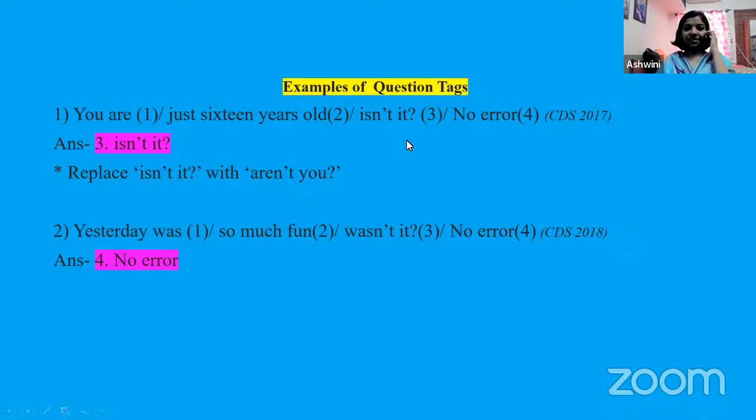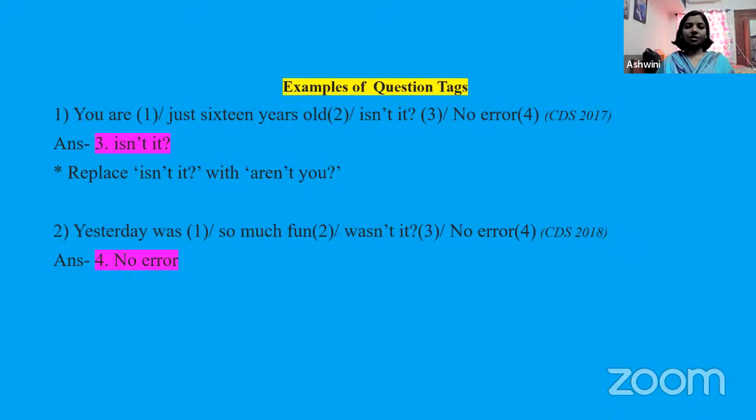Now, how can we get it? Isn't it? No, there is are there, no? So we can use are instead of is. So replace isn't it with aren't you. Isn't it has some particular mistake in itself. So that's why this is our answer.